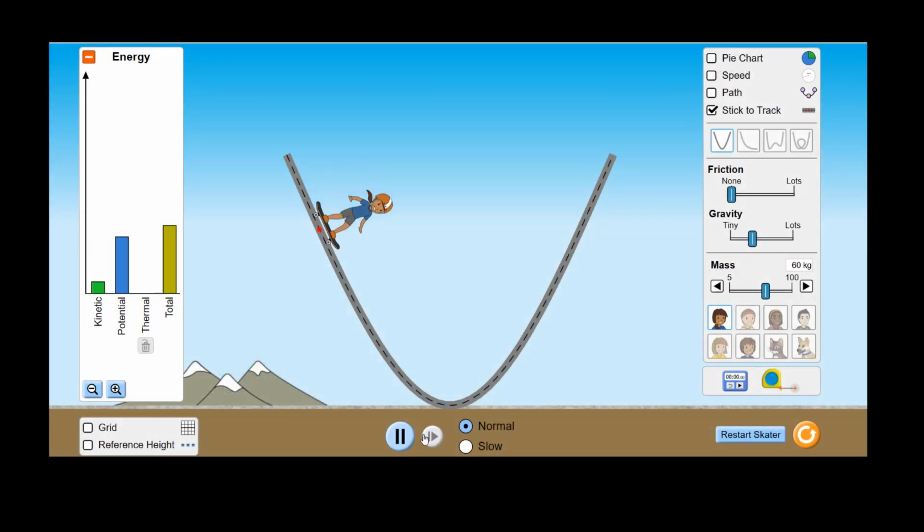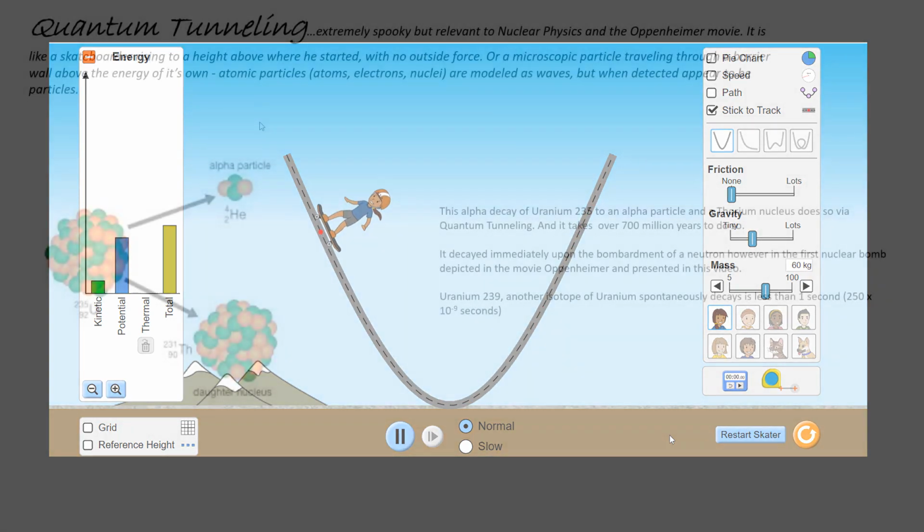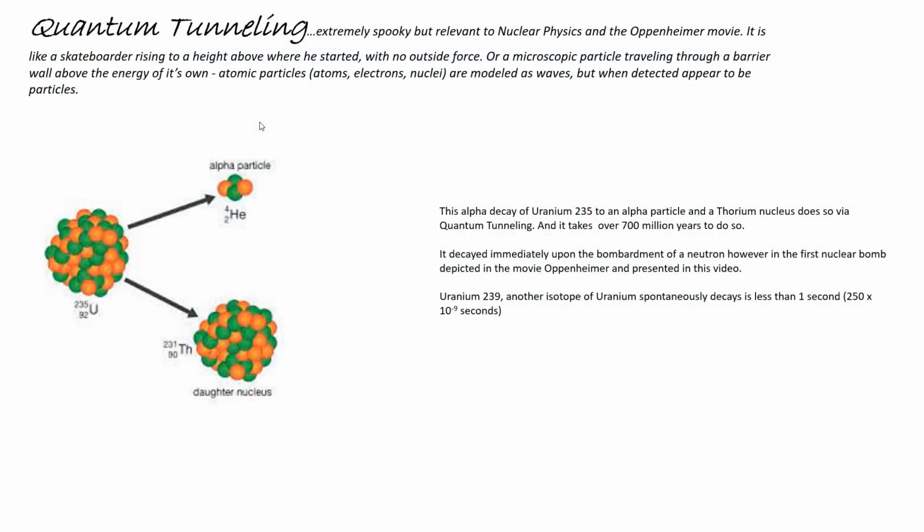An analogy for quantum tunneling would be the skateboarder all of a sudden reaching a height above the initial starting point, so all of a sudden just going all the way to the top and flying off the ramp. Or a microscopic particle traveling through a barrier wall above the energy of its own. Realize atomic particles are modeled as waves, but when detected appear to be particles. We don't really understand the phenomena, but our models seem to work.